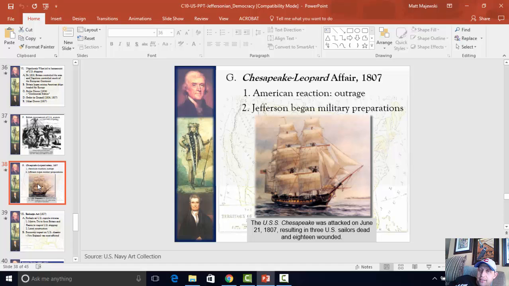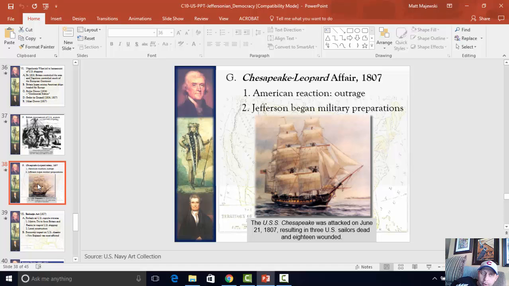Then, as if matters couldn't get worse, the United States Chesapeake is traveling along the coastline of the United States in 1807. And a British warship, the Leopard, rolls up next to it and basically demands to board the ship. Based on the Orders in Council, they believe the Chesapeake is smuggling goods to the French. And so the Leopard demands that the Chesapeake allow their crew to board and search the ship. When the Chesapeake refuses, the Leopard opens fire. 3 American sailors are killed, 18 are wounded. The American public is outraged by this. They're outraged by the Orders in Council, they're outraged by impressment, and now they're outraged that a neutral American ship has been fired on by the British.